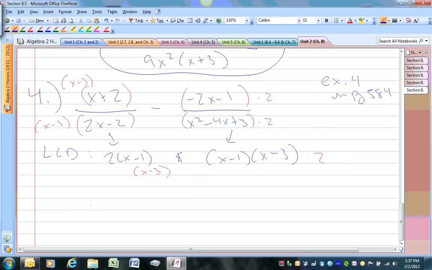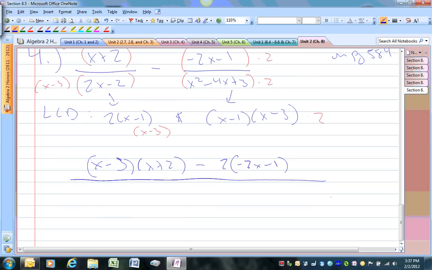So we work it out, you get x minus 3 times x plus 2 minus 2 times negative 2x minus 1 all over our LCD, which is 2x minus 1, x minus 3. Notice how I don't write it like x squared minus 4x plus 3 anymore. Clean it up. X squared, negative x minus 6. And then be careful, you have negative 4x minus 2.